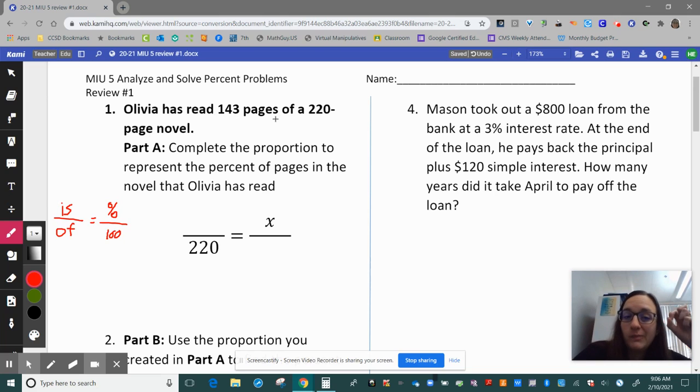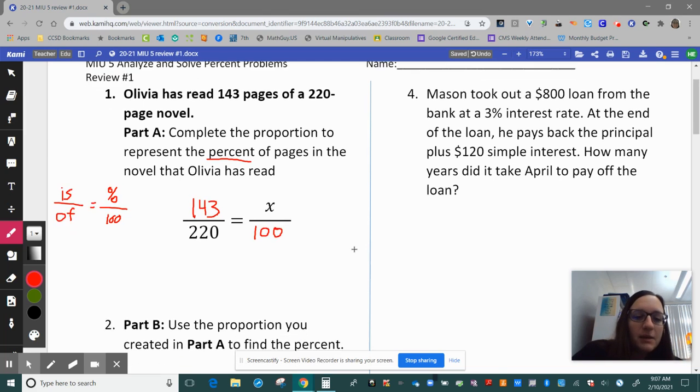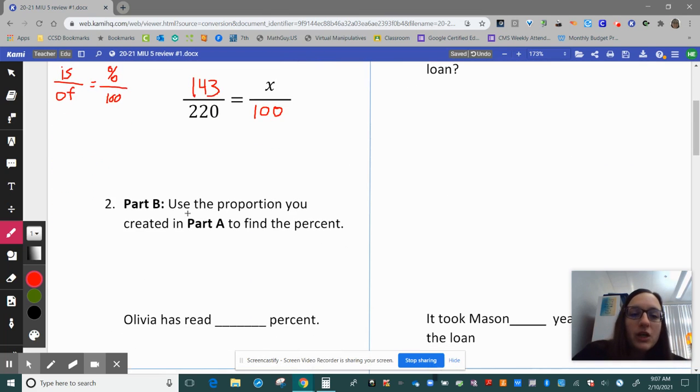That's our is, that's our part, that's our piece, which is our numerator. So we fill that in here, and we know underneath our percent that we are going to find, right? We want to find our percent. Under that goes 100. Part A is asking just to set it up. Done.